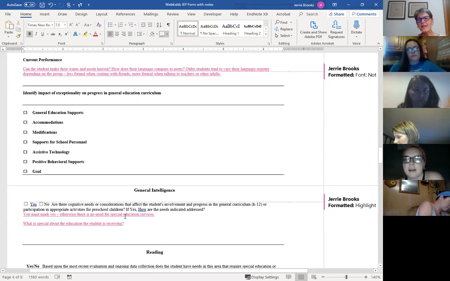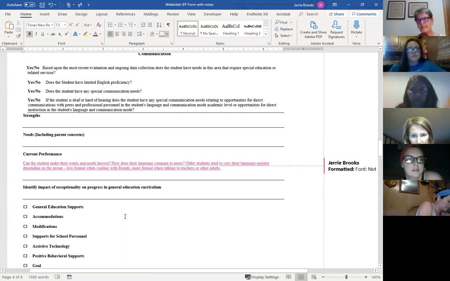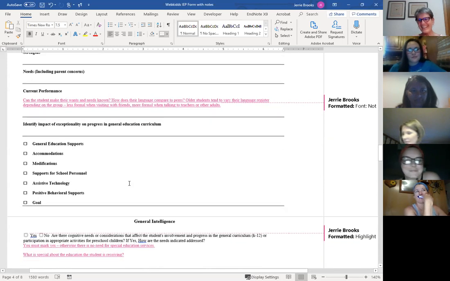If it doesn't apply, can you go back up to that? Yeah. It says if the student is deaf or hearing, if it doesn't apply, what do you do if you're not deaf? Oh, never mind. I misread that. Disregard. Okay, you okay? Okay. Yeah.